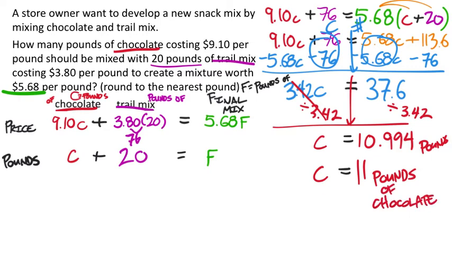But we do have the pounds of trail mix as well. We want the final mix, because it did say how many pounds of chocolate costing this per pound of the mixture. Oh, I guess it did just want the chocolate, but we could find the final mix, right? Because we can go to that second equation that's based on pounds. We now have chocolate at 11 pounds, and then we could have just said, well, 11 plus 20, boom. That would have been 31 pounds of total mix. I guess they didn't really ask for that though.